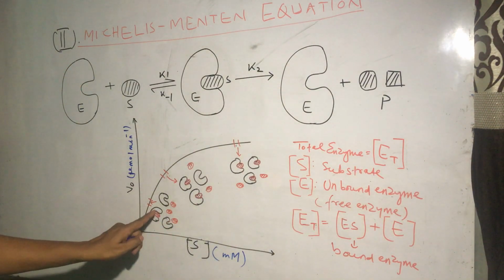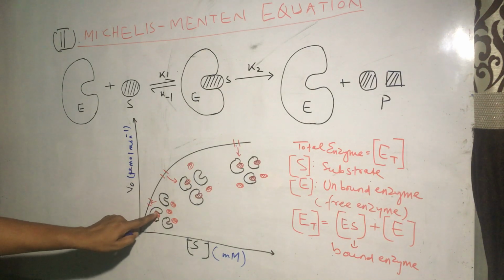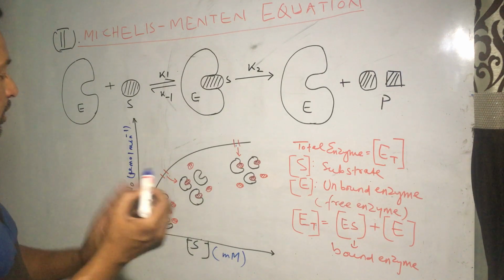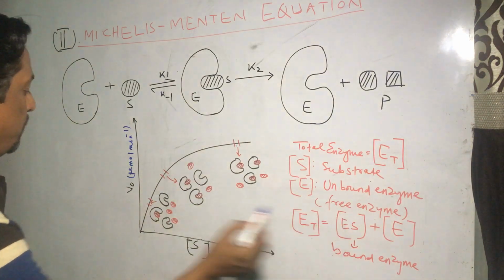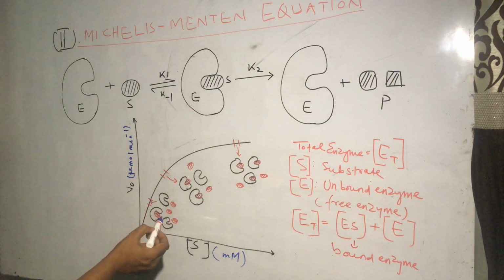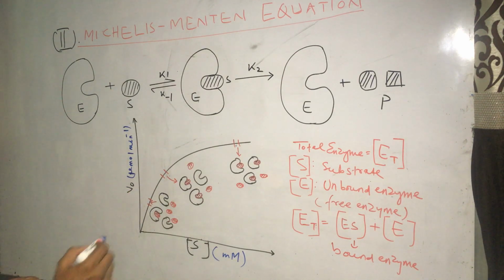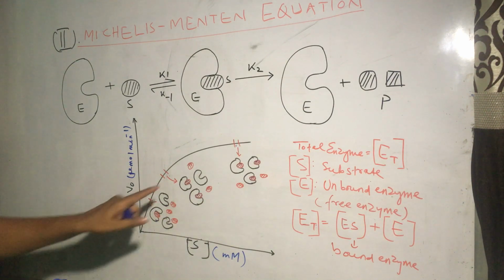So if we add 1 millimolar substrate to a certain concentration of enzyme, at the beginning, suppose 5% of the enzyme is bound to the substrate. So the speed of this reaction will be determined by the enzyme substrate complex. As the enzyme substrate complex remains low here, the speed is dependent on enzyme substrate complex.